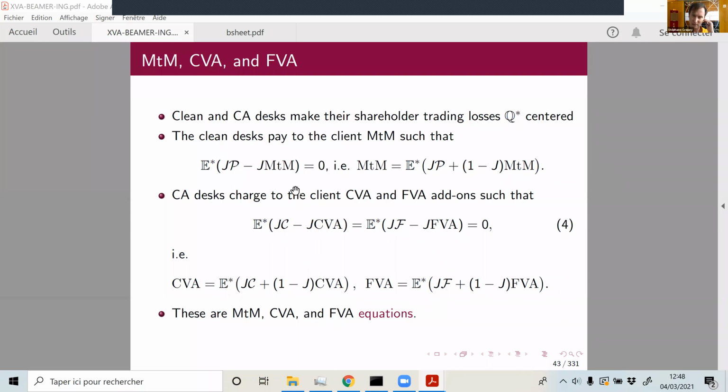So now, how will the clean desks, the CVA desk, the FVA desk value their cash flows? The view is that they should be aligned to the interest of the bank, which means to the interest of the shareholder. So their mandate is to value the respective cash flows at a level MTM for the clean desks, CVA, FVA for the treasury and the CVA desks, so that the shareholder P&L originating from their respective business unit is zero on average under the Q-star, the reference quality measure.